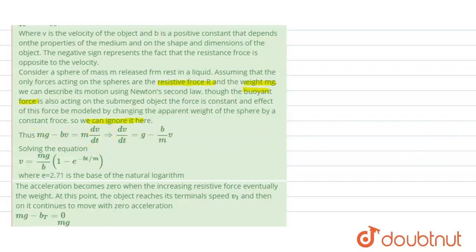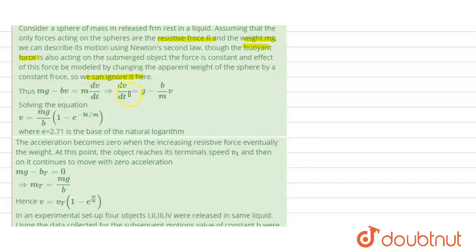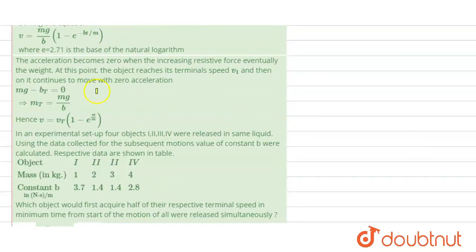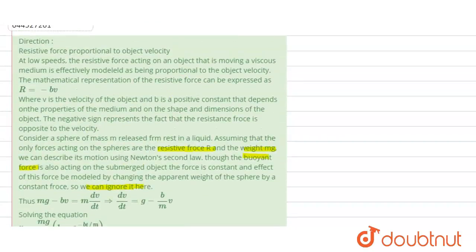Now if we rewrite acceleration as dv divided by dt, we can get the value of the velocity in differential form. Now we can integrate this and we can get the value of the velocity. So this is an exponential variation. Now we also know that there is a velocity which is known as the terminal velocity. Since the resistive force is directly proportional to the velocity, what is the maximum possible value of our resistive force? The maximum possible value of the resistive force would be when the velocity becomes constant and equal to the terminal velocity.